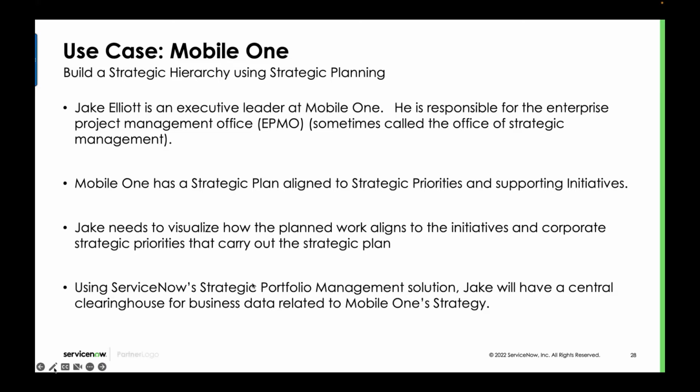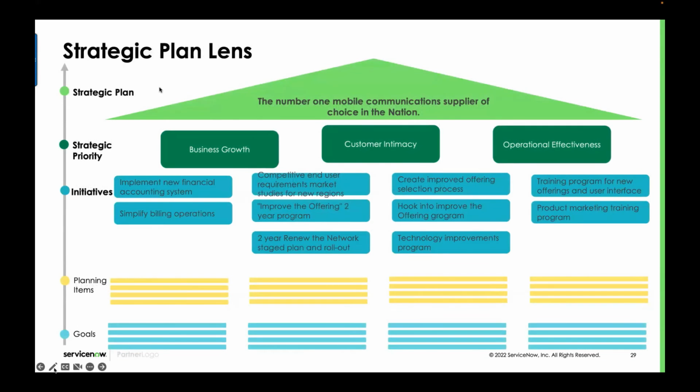We're going to use ServiceNow Strategic Portfolio Management to solution this. And so Jake will then have a central clearinghouse for his business data and anything related to that Mobile One strategy. What this looks like is we have that strategic plan, which has the vision, mission, and the core values. I've set this up and I'm going to show you within the instance. We have the strategic priorities set up and we have initiatives. We have them tied to planning items, demands, and projects. And then we also have goals related to them.